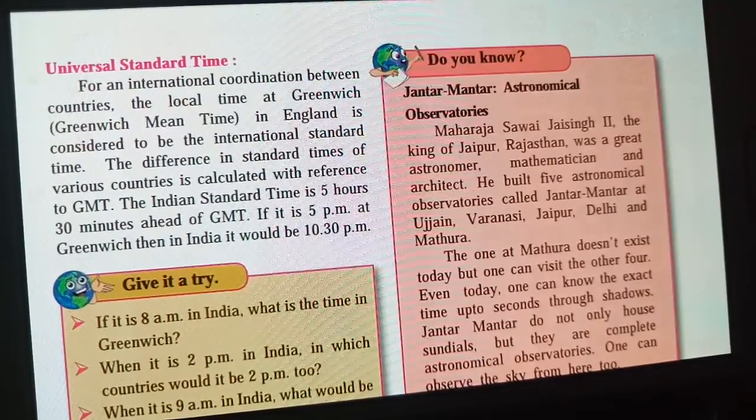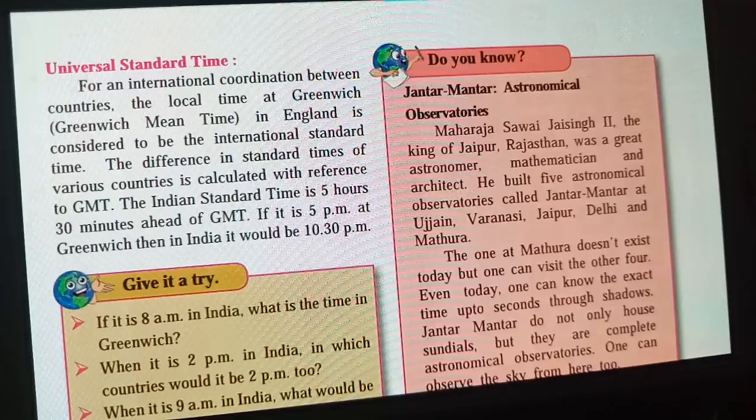Next is Universal Standard Time. So this is the time which belongs to England, or we can say Greenwich Meridian Time. Greenwich Meridian Time always belongs to the international time. For international coordination between countries, the local time at Greenwich, mean time in England, is considered to be the international standard time. So the Greenwich time is also called the international standard time. The difference in standard times of various countries is calculated with reference to GMT. GMT means Greenwich Meridian Time.